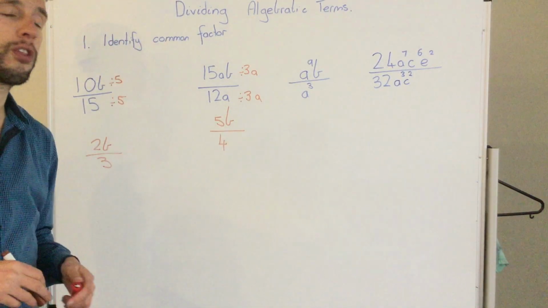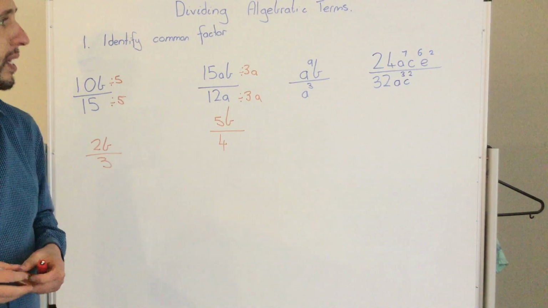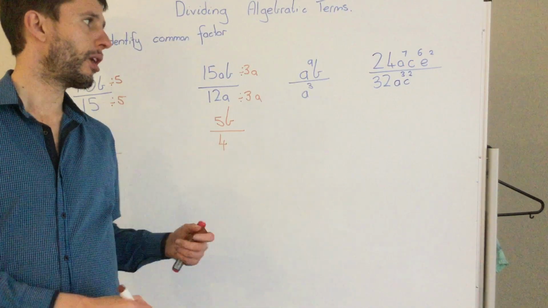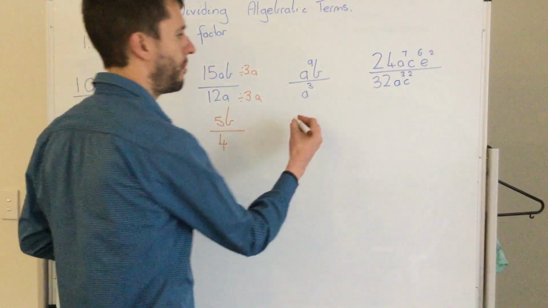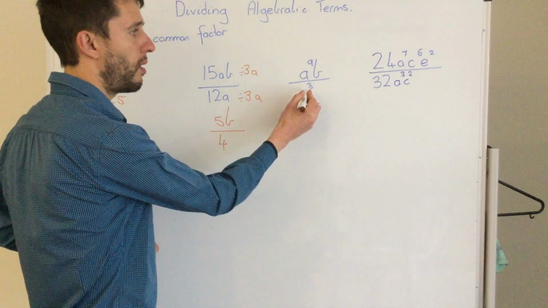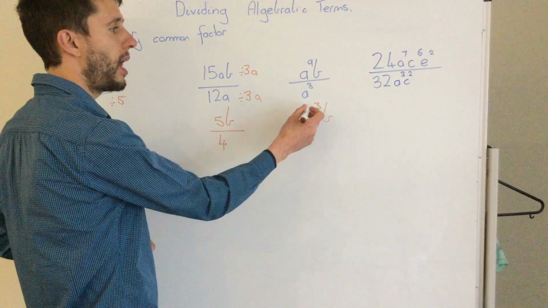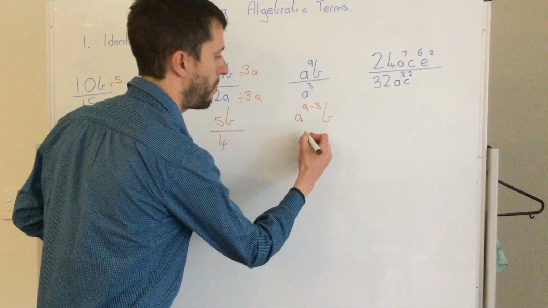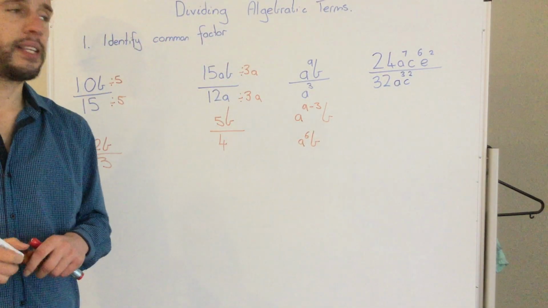Let's move on to our third question. a to the power of 9 times b divided by a to the power of 3. I'm going to do the process and I'm going to explain it. When we've got a's on the top and the bottom, we can just look at our index. We've got 3 in the bottom, so take 3 away. So it's a to the power of 9 take 3, which equals a to the power of 6, times b.